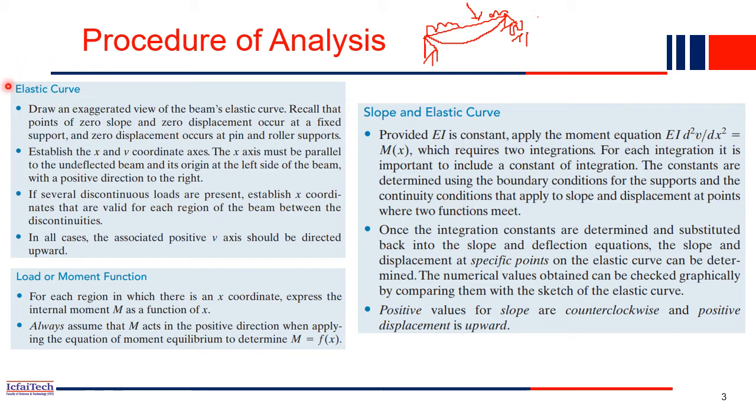First one is draw the elastic curve. Next is find the moment function. And lastly, you have to plug the moment function into the beam equation and integrate it two times. In the first integration you will get the slope. In the second integration you will get the deflection. When you integrate, you will get two integration constants also, right? Both of these constants you find by substituting the boundary conditions, and you will get C1 and C2, all the constants.